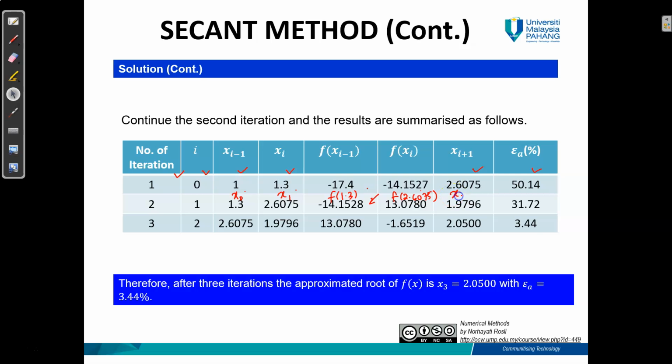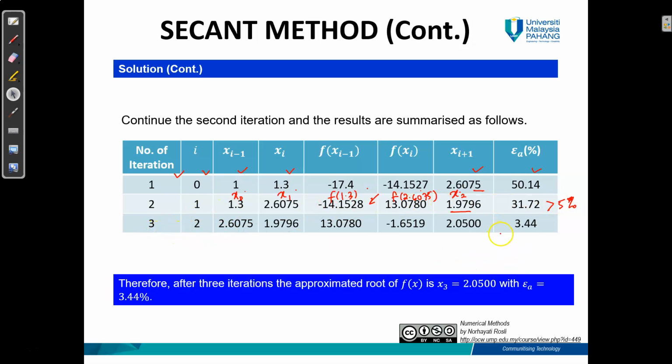And then you compute here x2 using secant method formula. Why here 2? Because i here is 1, so here is for x, 1 plus 1, so x2. Then we compute epsilon A, which is this current solution minus this one as previous solution divided by current solution times 100%. You will get here 31.72% error, still greater than 5%. We cannot stop. Then you need to continue to the third iteration.